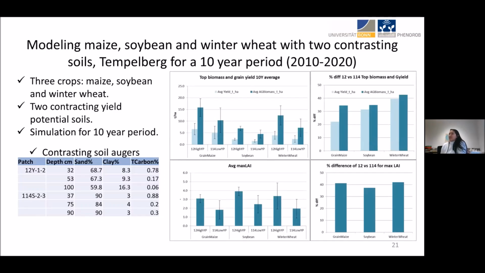So here are some summarized results from them. You can see here, and I forgot to mention that this simulation was conducted for a 10-year period.